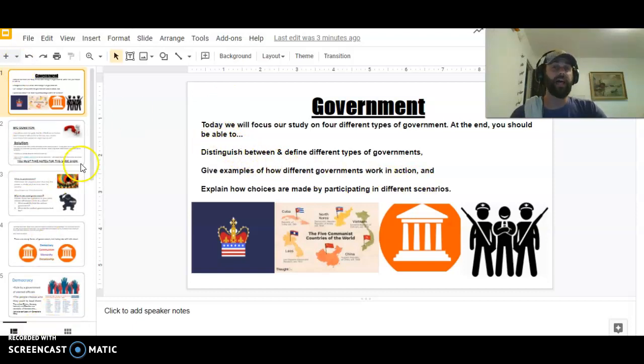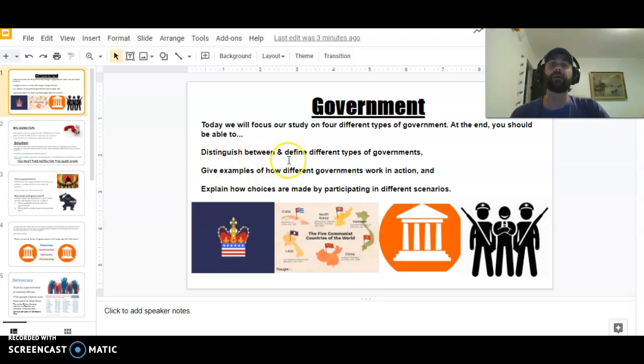As we go through these slides, I would like you to take notes and try to answer these questions. Distinguish between and define different types of governments. Distinguish means I can tell the difference between communism and dictatorship, or direct democracy and representative democracy. I expect you to know those differences. And I'd like you to be able to use those in a scenario. So if I described something, would you be able to say what government it is based on the description?